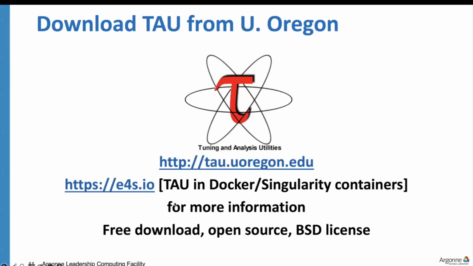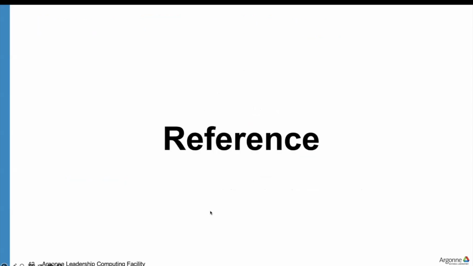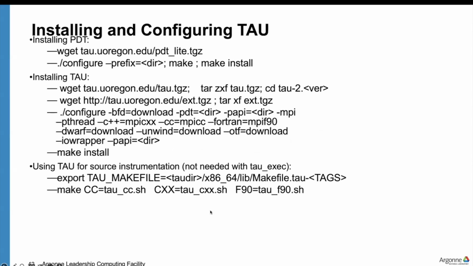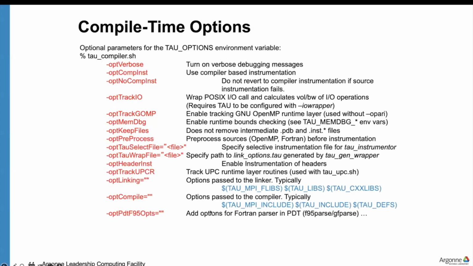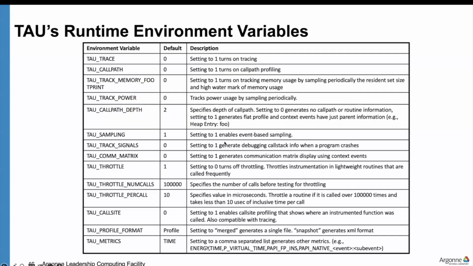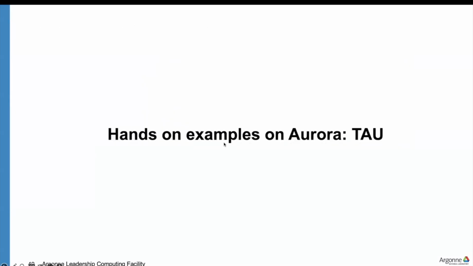We have Tau available in E4S Docker and Singularity containers. You can learn more about it at e4s.io, the extreme scale scientific software stack. You can download Tau from the Tau website. And there are some reference slides over here for instrumentation and compiler options and runtime environment variables. So let's get on to the hands-on session for the next hour and try it out on Aurora.